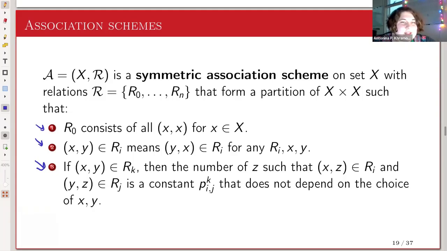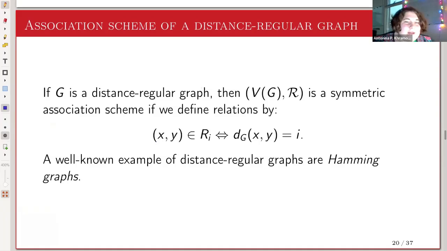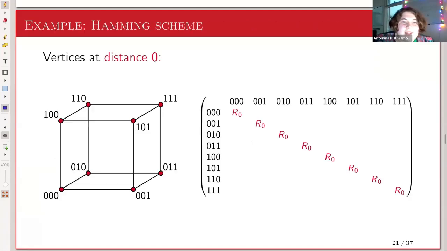So it basically says that if we have a distance regular graph, then we can define an association scheme for it if we take the distance relations as the relations of the scheme. So we say that two vertices are in relation Ri if the distance between them in the graph is i. A well-known example of distance regular graphs are Hamming graphs. So for them, we can define a Hamming scheme. I have a small example here with a cube.